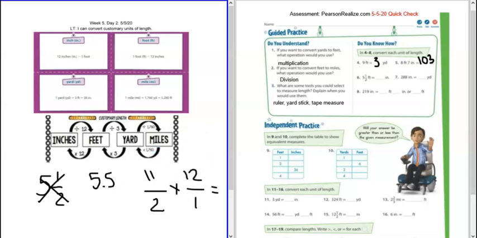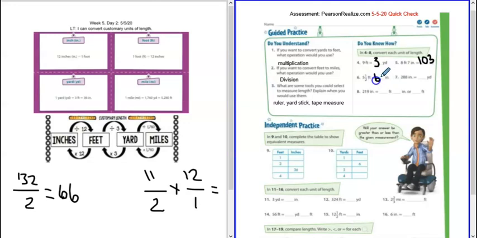So I'm going to just kind of erase some of these things, give myself a little more space. So we have 132. And then we have 2 times 1, which gives me 2. So now we need to divide. So I want you to use that standard algorithm, long division, to take 132 and divide that by 2. So go ahead and pause if you're not quite ready. 132 divided by 2 gives me 66, which means that 5.5 feet is the same as 66 inches.